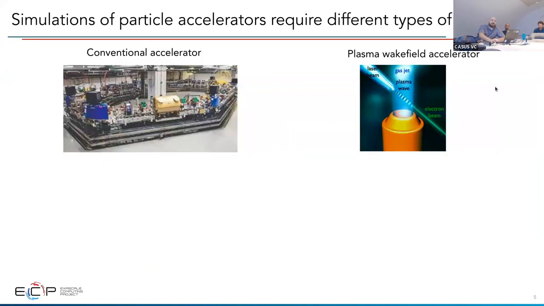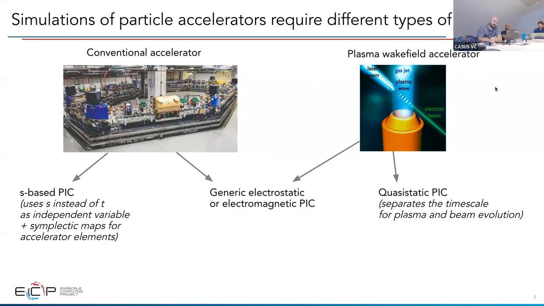Then just a quick overview, we are a modeling group. So one of our workhorses is the particle-in-cell algorithm. And there's actually not only one, but there's a whole family of particle-in-cell algorithms. The two applications that are really interesting for us in our division are conventional accelerators and then advanced accelerators like plasma-based field accelerators.